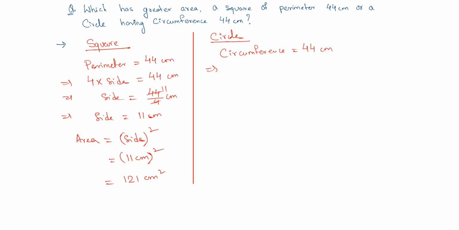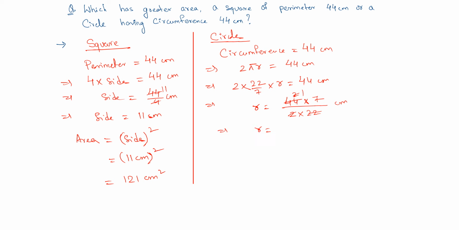Now the circumference formula will be 2 pi r. So 2 into 22 by 7 into r equals 44. We'll arrange the numbers. Okay, so 22 divided by 2 is 11, and 2 into 1 is 2. So the radius will be 7 centimeter. We got the radius.